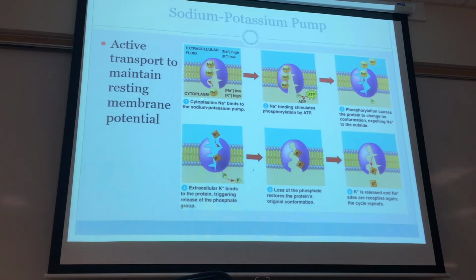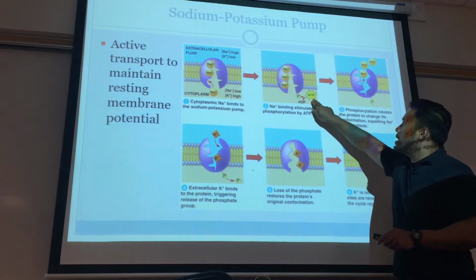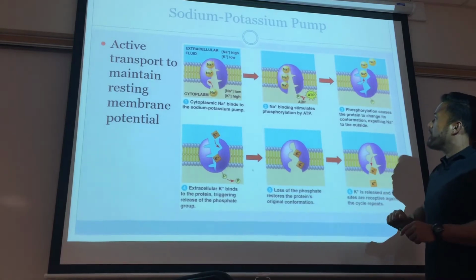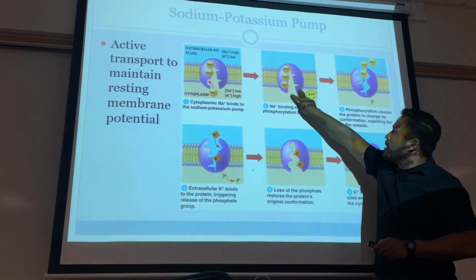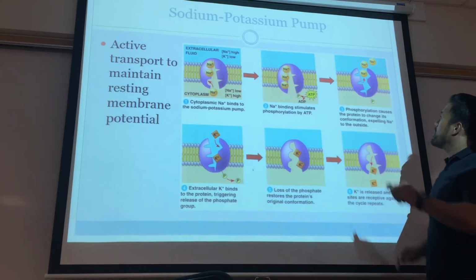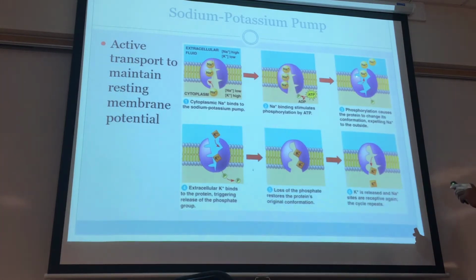And so we get our sodium ions. Three sodium ions bind to this pump right here. Once those three sodium ions bind, that will stimulate ATP to come phosphorylate the entire pump. That causes a conformational change in the pump that opens up onto the extracellular side and forces those sodium ions out.